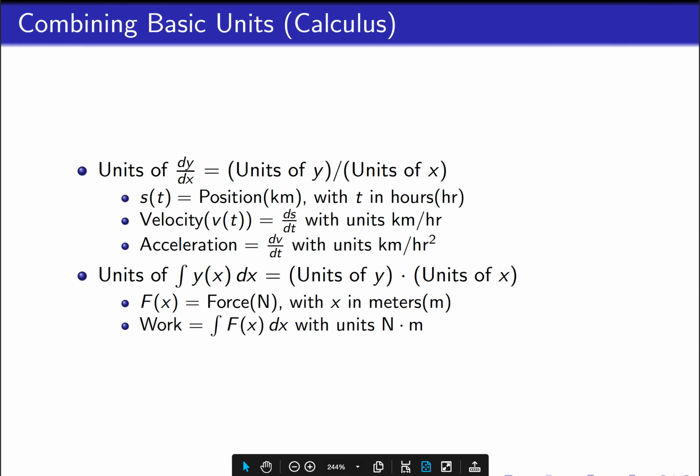We know that we can compute work by integrating the force function with respect to x. So the units of work would be in newtons times meters, or we sometimes say Newton meters. We can also look at this and see that this is exactly the units of joules. So this tells us that work is a type of energy.